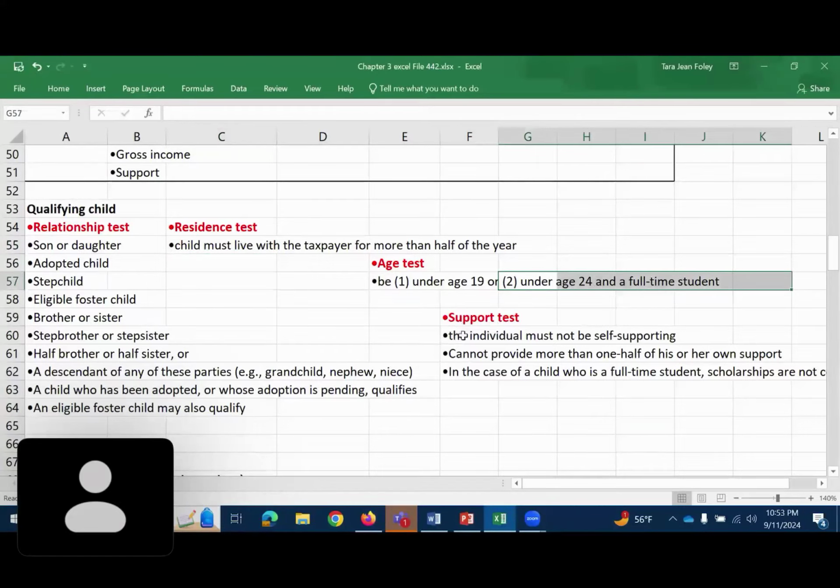The support test: the individual must not be self-supporting. They must rely on the money that the taxpayer gives them, right? Cannot provide more than one half of his or her own support. Let me just move this down.